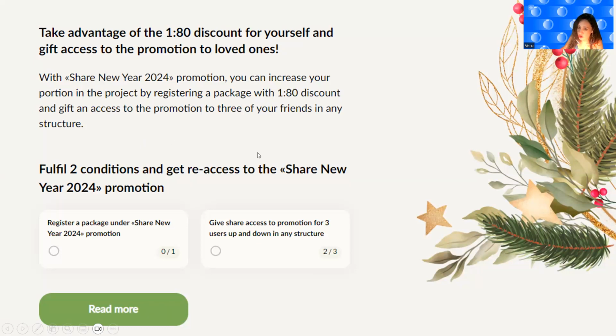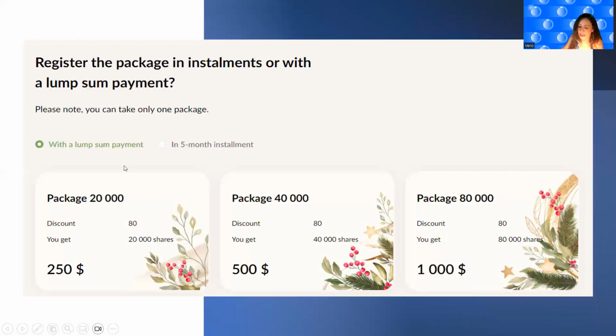Through this short New Year promotion, you can increase your portions in the project by registering a package with a 180 discount and giving access to the promotion to 3 of your friends in any structure. Please pay attention to this because it's very important to understand to take advantage.